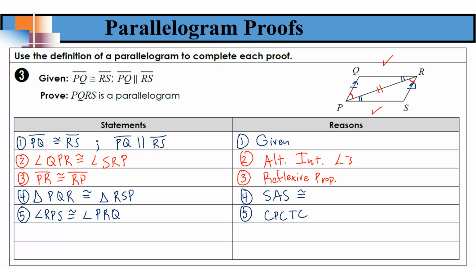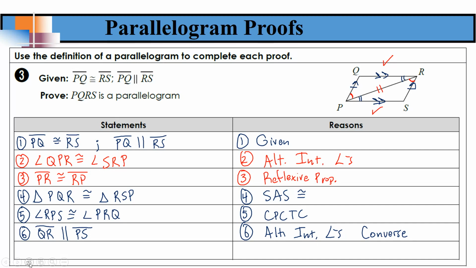Well, next, now that we have these alternate interior angles congruent, we can now show that QR is parallel to PS. Let's write that down as our sixth statement. QR is parallel to PS. We know that because of the alternate interior angles converse. If we're using angles to prove lines parallel, that's the converse.